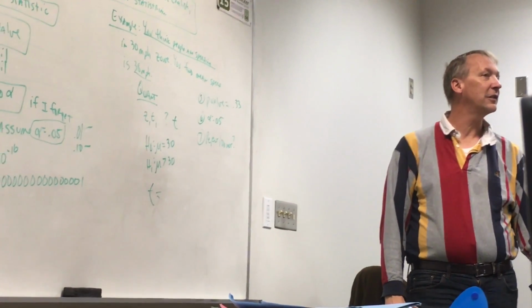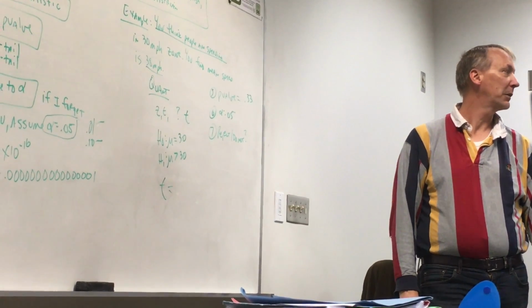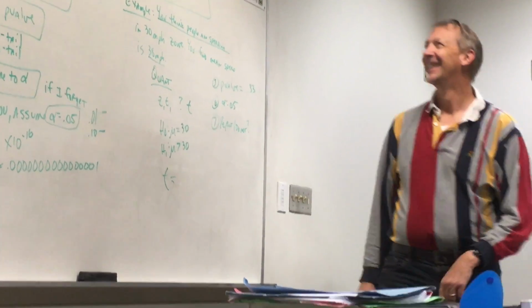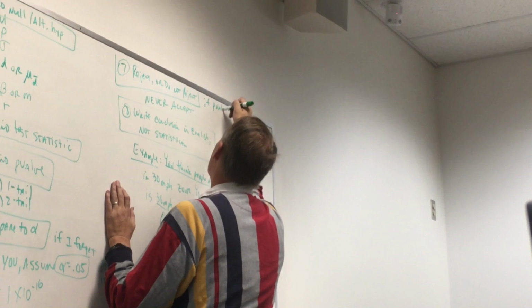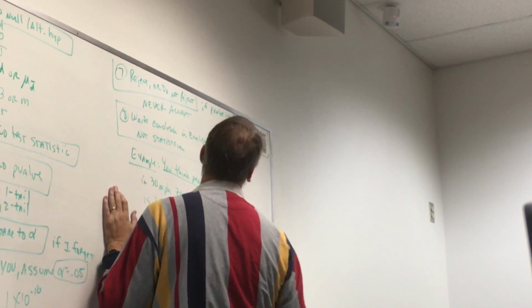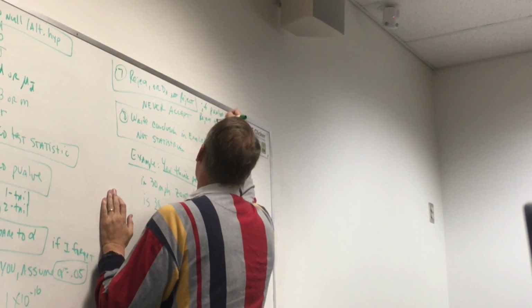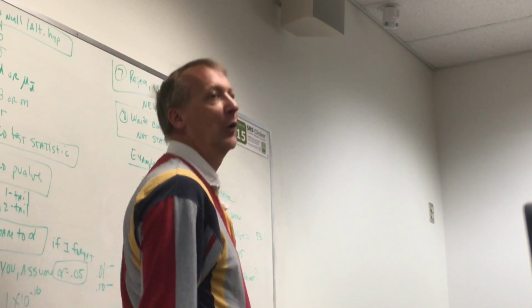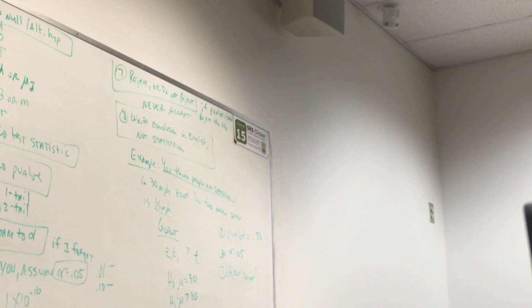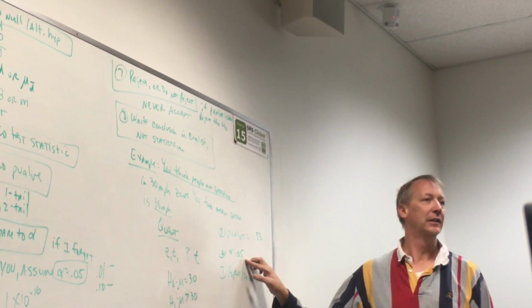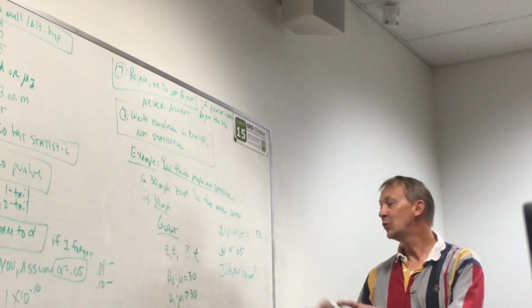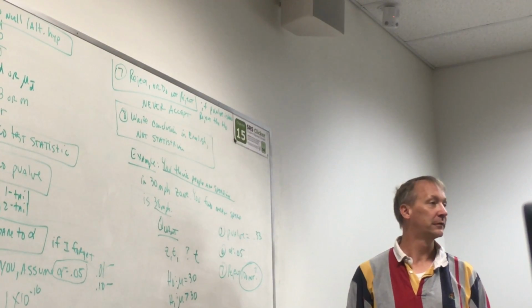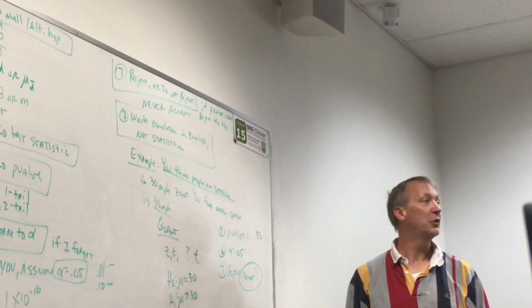Okay, would you like a nice little catchy phrase that's not politically correct that'll help you? Okay, here's the phrase that pays. If the p-value is low, reject the whole. Okay? Is my p-value lower than my alpha? No. So I do not reject the null. Okay? I do not reject.